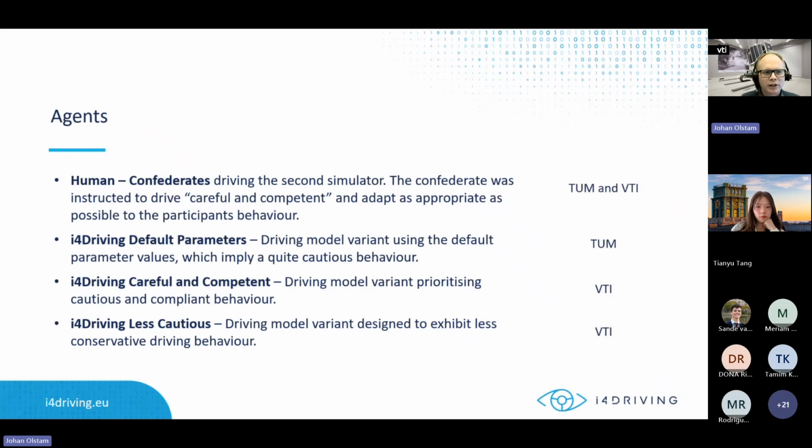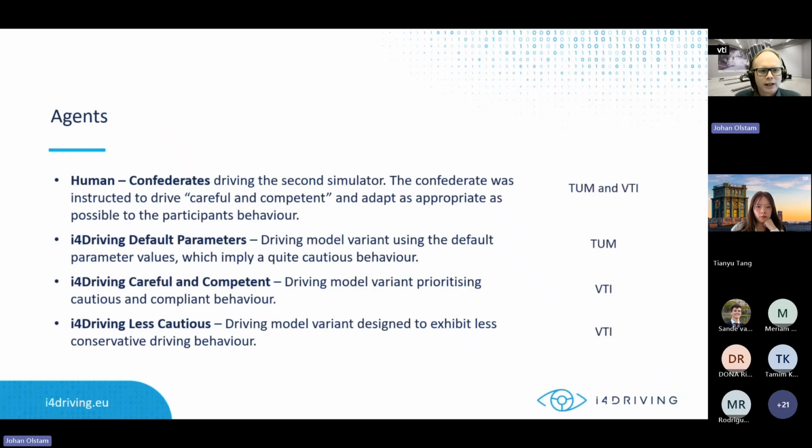So the 4 different agents we have considered: the human, or the confederate as it's called in Turing Test terminology. That was staff at TUM or VTI who were asked to drive as carefully and competently as they could. In TUM, it was the same driver in all of the cases. In VTI, we managed to have it for most of the cases. We had to have a stand-in for some of the participants, but we have tested and we don't see any difference in results depending on stand-in or not.